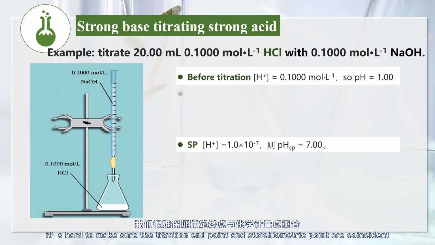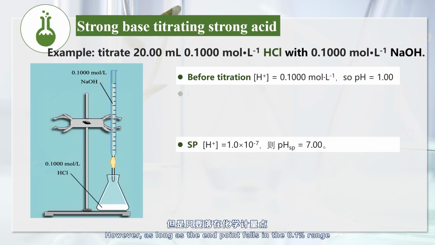In the practical titration process, it's hard to make sure the titration endpoint and the stoichiometric point coincide. However, as long as the endpoint falls in the 0.1% range before and after the stoichiometric point, the relative error can be controlled within 0.1%, meeting the requirements of accurate quantitative analysis.